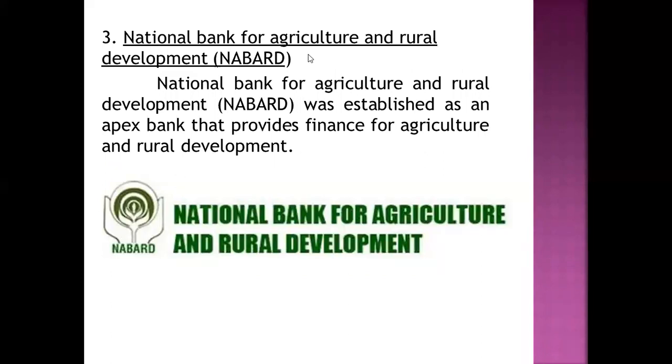Next is the National Bank for Agriculture and Rural Development, NABARD. The short name is NABARD, and the full form is National Bank for Agriculture and Rural Development. Basically, this type of bank provides money to agriculture and rural areas, so that they are also developing and also live a good lifestyle.